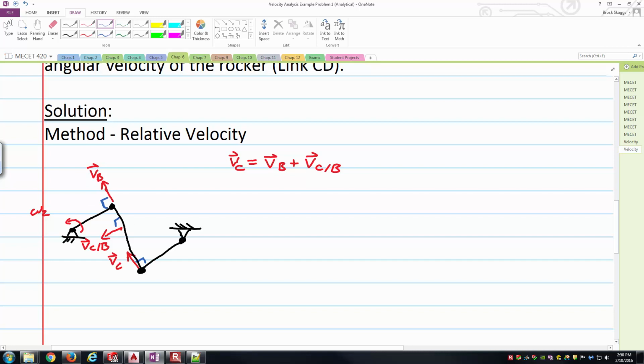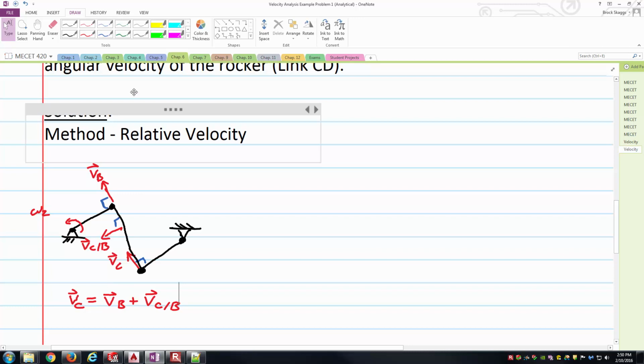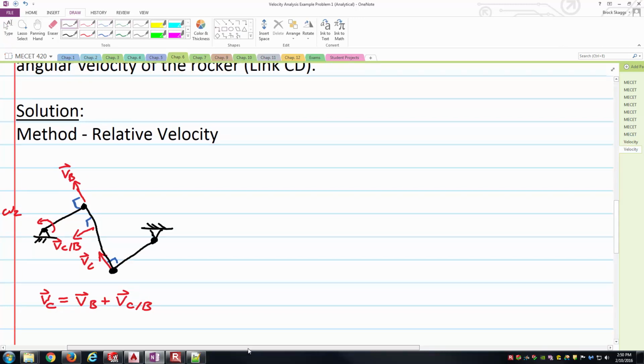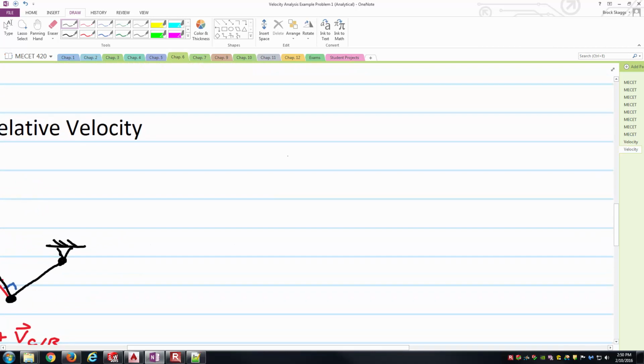The idea here is we'll work through the vector equation in order to solve for the magnitude of velocity C, and then from the magnitude of velocity C we can come up with the angular velocity of the rocker link. With that being said, we have a little bit of work to do before we can use the vectors here. So I'll scoot over to the right and start working through that vector math.